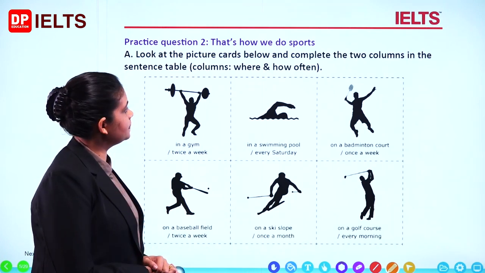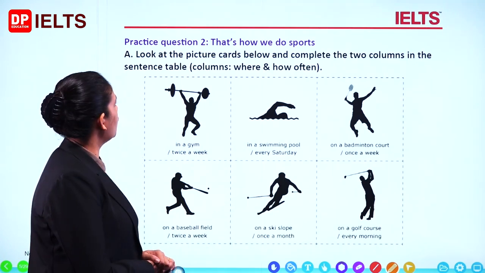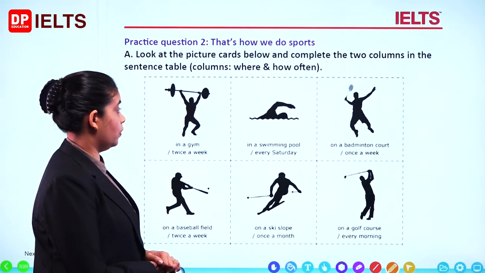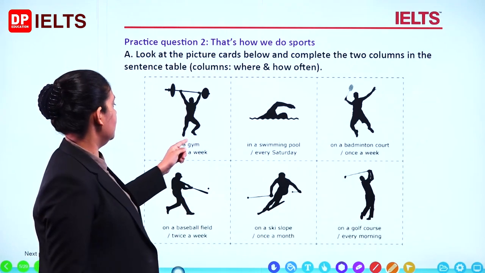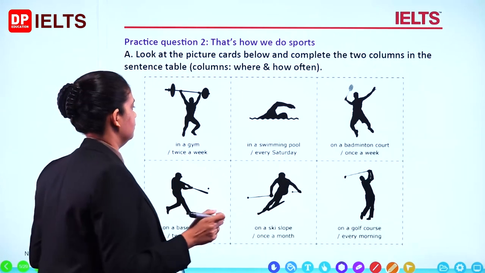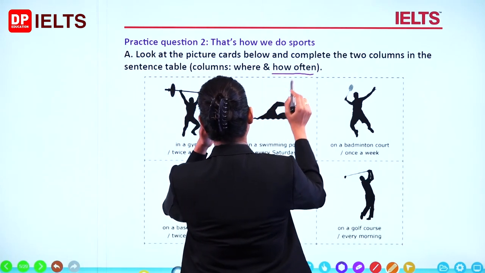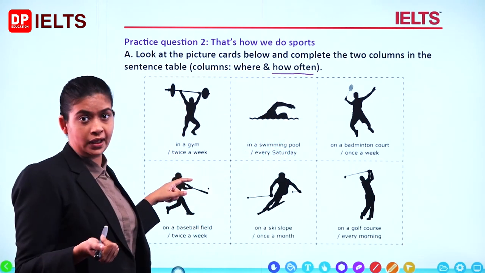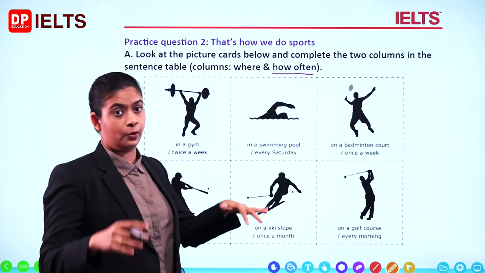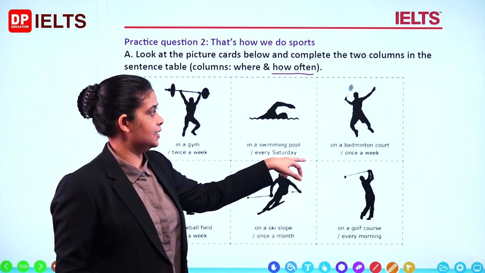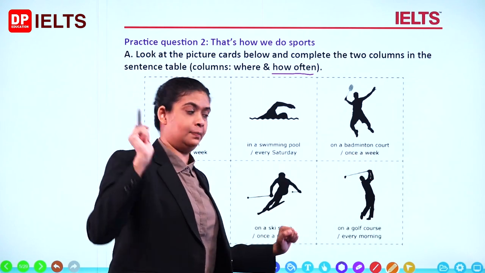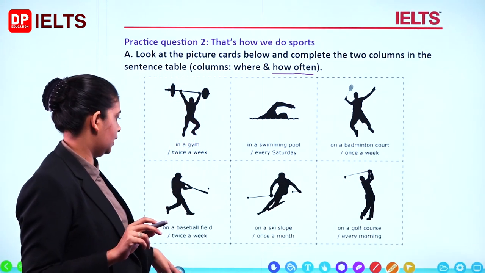Look at the picture cards below and complete the two columns in the sentence table. Columns where and how often, right? In a gym. Time frame, that is how often, right? Twice a week. In a swimming pool. What do you do in a swimming pool? You swim every Saturday. On a badminton court. What do you play there? Badminton. Once a week. Right?